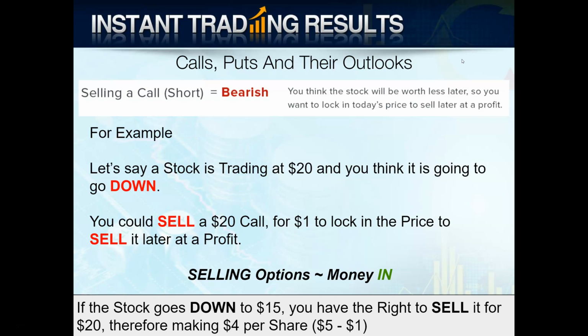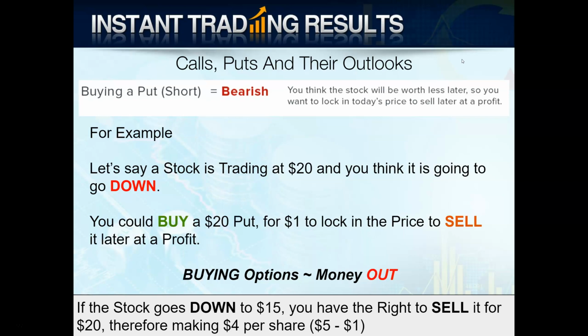If the stock goes down to say $15, you have the rights to sell it at $20. Therefore, you are making $4 per share. Same as the previous example. $5 a profit minus the $1 for the option is going to give you there the $4 of profit. So we can buy calls or we can sell or write calls.